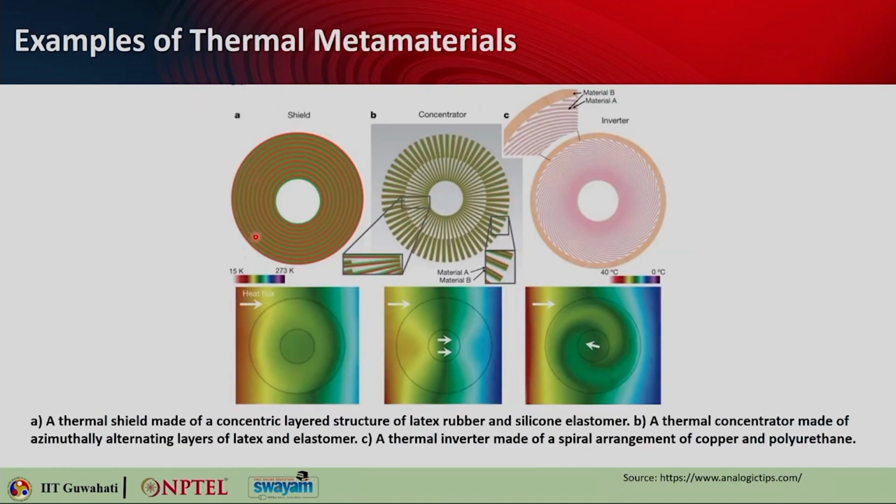So here are the examples. As you can see, this particular one shows a thermal shield. Anything put here will not have any effect of temperature change outside. So this is the shield. Here is the thermal concentrator, which helps you bring more thermal flux into the central region as shown here. And this is one metamaterial which is able to redistribute the thermal gradient. So this is a thermal inverter. You see the thermal flux is this way, but inside it is in the opposite direction.